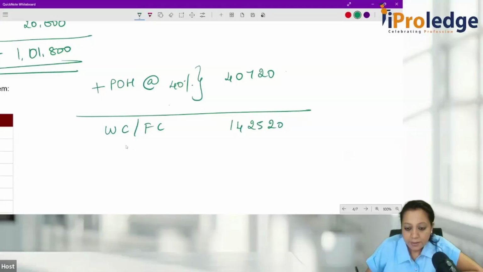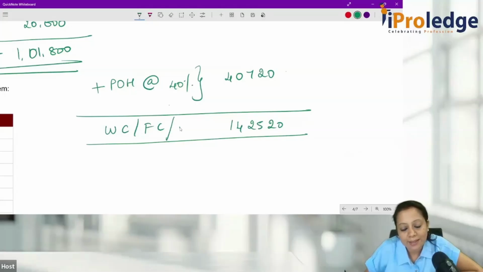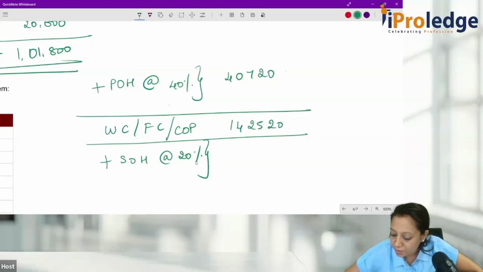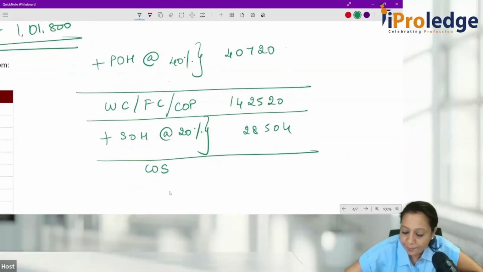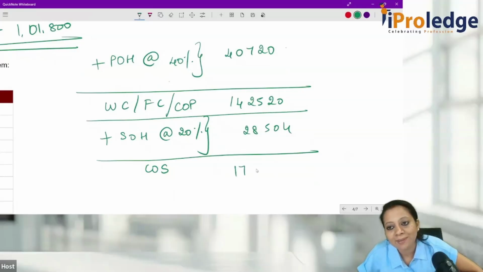There is no information about administrative overheads, so I can take this as cost of production. Add selling overheads at the rate of 20% of cost of production. 1 lakh 42,520 into 20% is 28,504. Now we will take the cost of sales: 1 lakh 71,024.